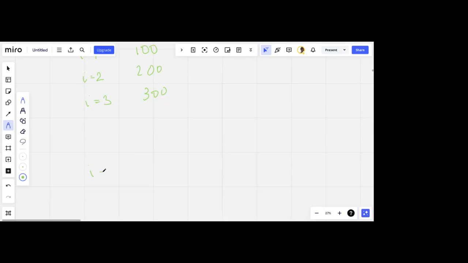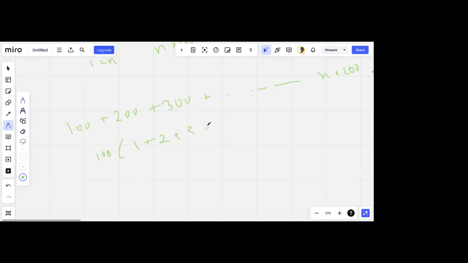Now when i equal to n, how many times? Come on, guys. When i equal to n, how many times? n into 100 times. So total how many times, guys? Total 100 plus 200 plus 300 plus up to n into 100 times. So let's take 100 common. This would be 1 plus 2 plus 3 plus up to n.